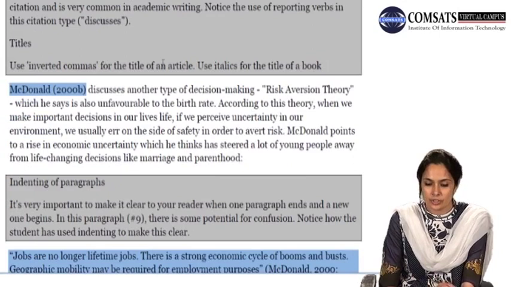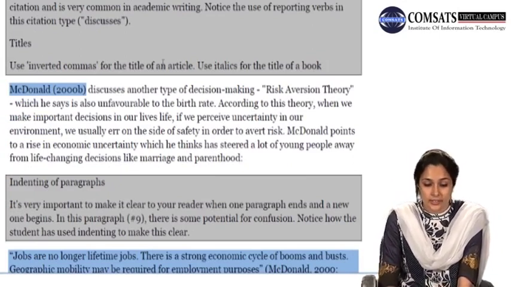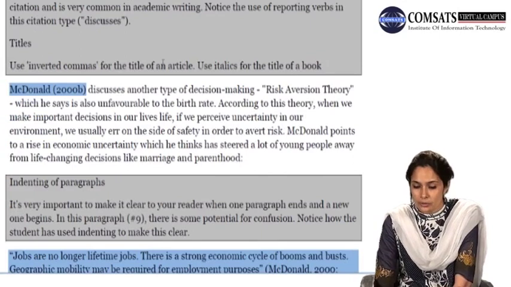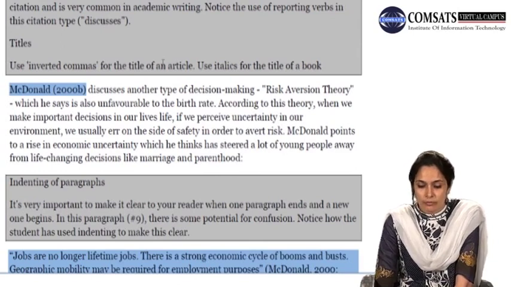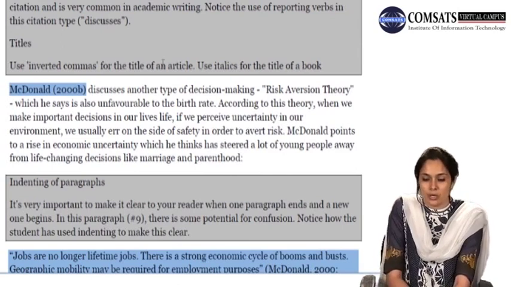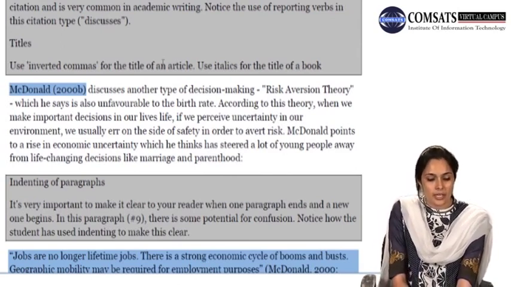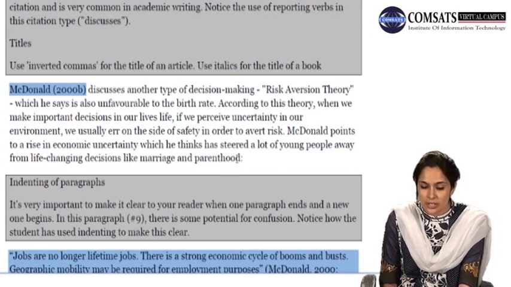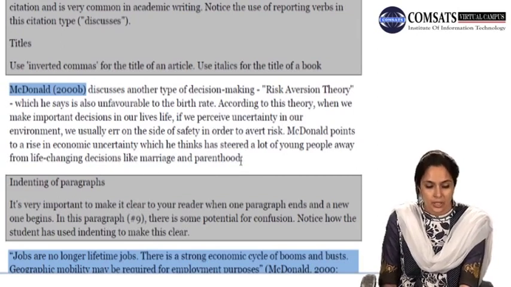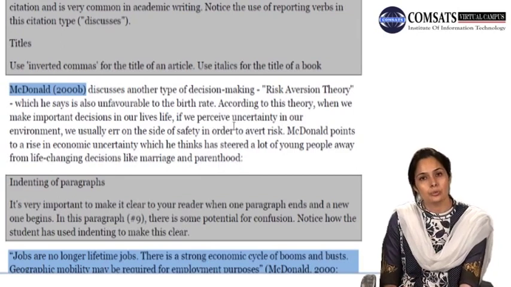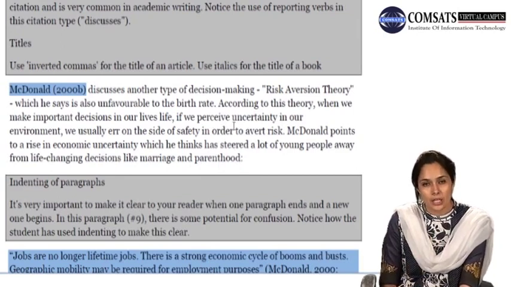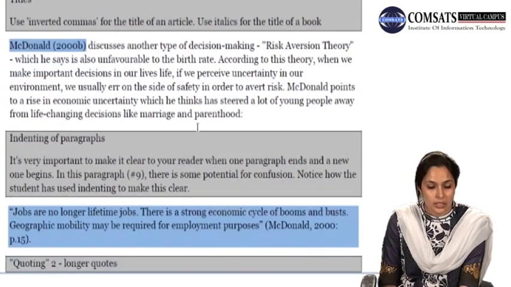MacDonald discusses another type of decision making, risk aversion theory, which he says is also unfavorable to the birth rate. According to this theory, when we make important decisions in our lives, if we perceive uncertainty in our environment, we usually err on the side of safety in order to avert risk. MacDonald points to a rise in economic uncertainty, which he thinks has steered a lot of young people away from life-changing decisions like marriage and parenthood. Now, to avert risk, you stop from making life-changing decisions like marriage and parenthood. So this can also be another reason.